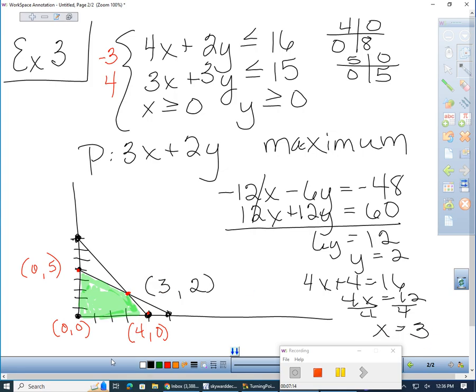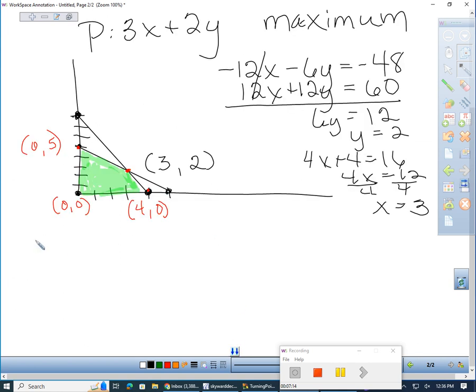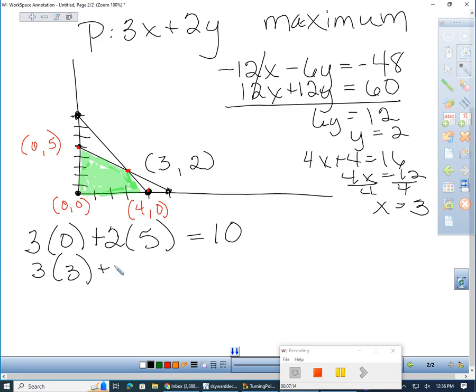All right, so now I have 4 points I have to plug into this equation to find out which one's the maximum. Okay? All right. So I have 3 times, and again I'm going to start here, 0 plus 2 times 5. That gives us 10. Let's go to the next one. I have 3 times 3 plus 2 times 2. So that's 13. Okay, check my math.